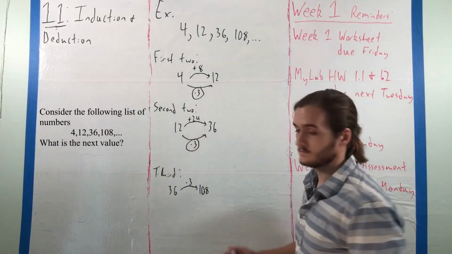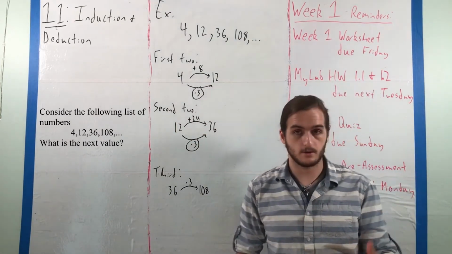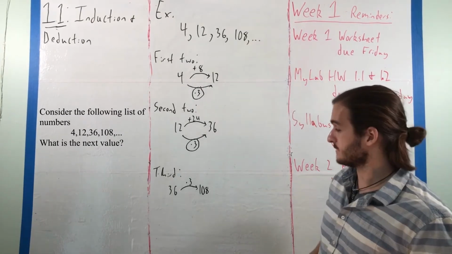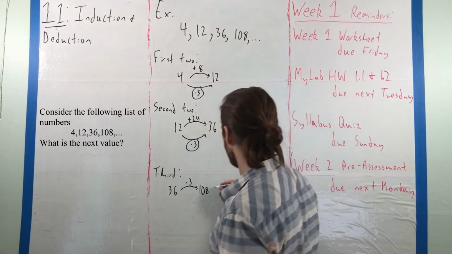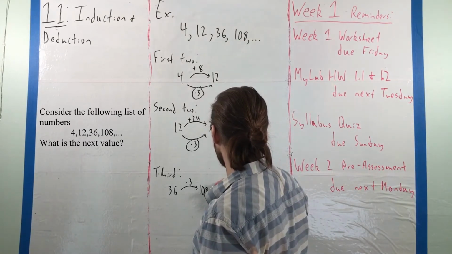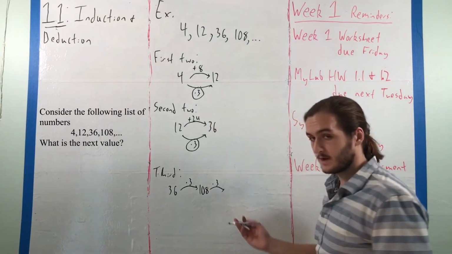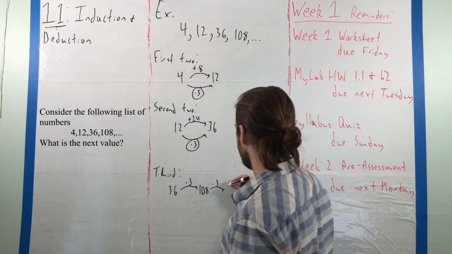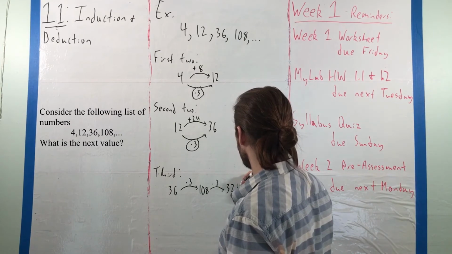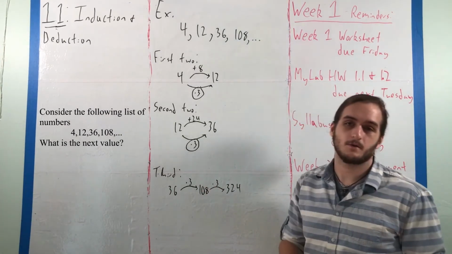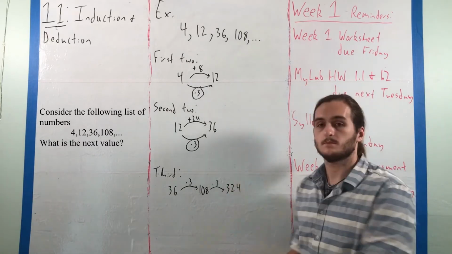So the pattern that we're trying to find in order to get this next number is multiplication by 3. That means that to get to our next number in the sequence, you multiply 108 by 3, which would give you 324. Multiply the 100 by 3, 8 by 3, add them up, you get 324.